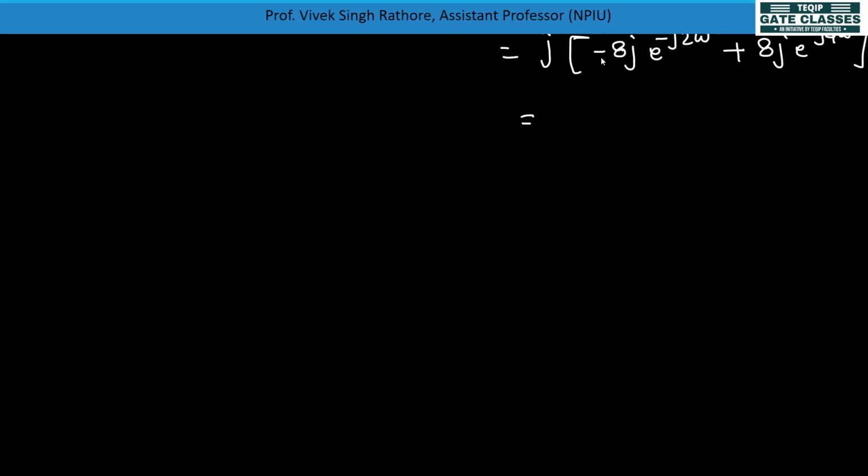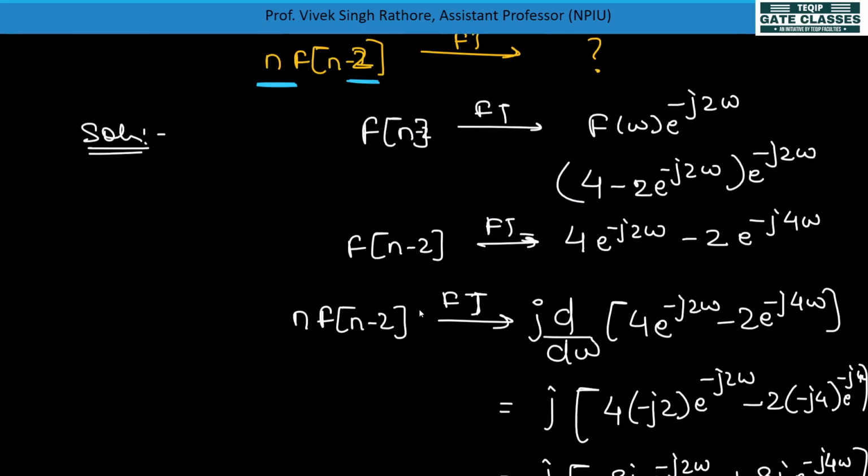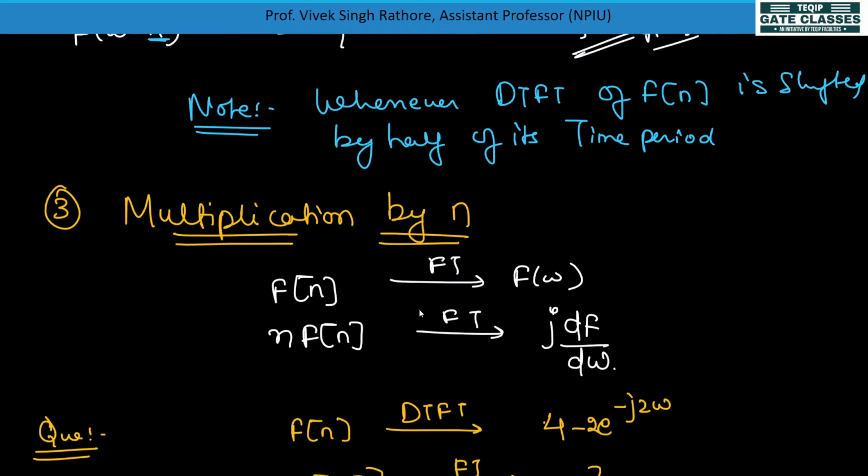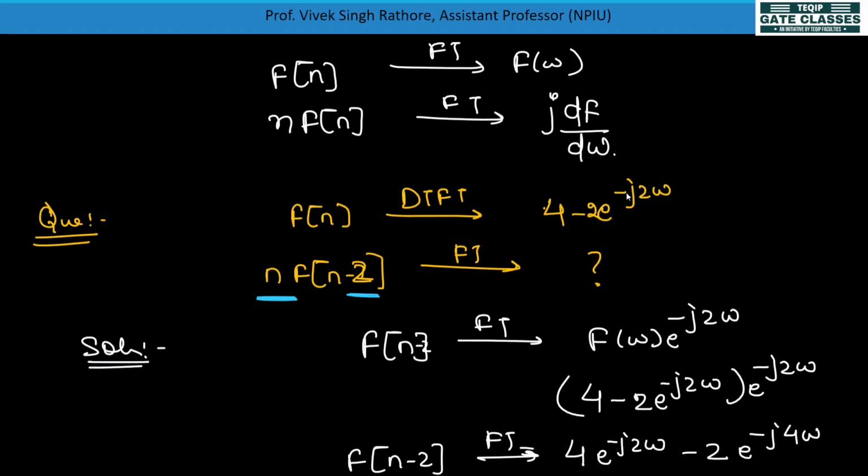j square is minus 1, plus 8 e to the power minus j 2 omega, and here j square is minus 1, so minus 8 e to the power minus j 4 omega. So it's very easy to calculate. You can understand what the n into f(n) property is like. You only need to multiply by j and df by d omega, and you will get the answer. So this property, I think you can understand very easily.